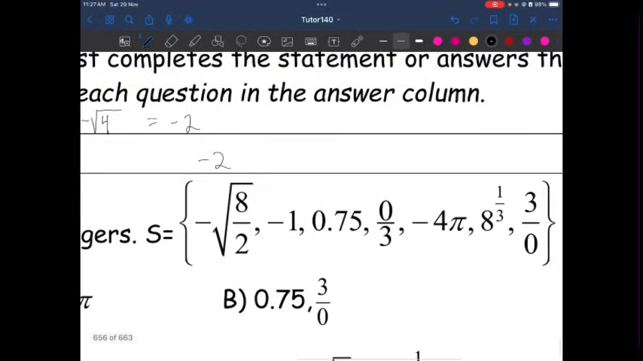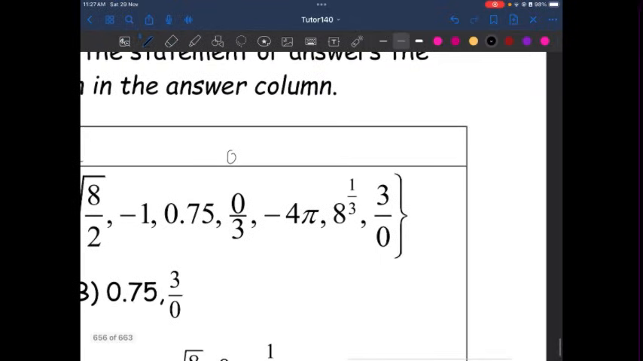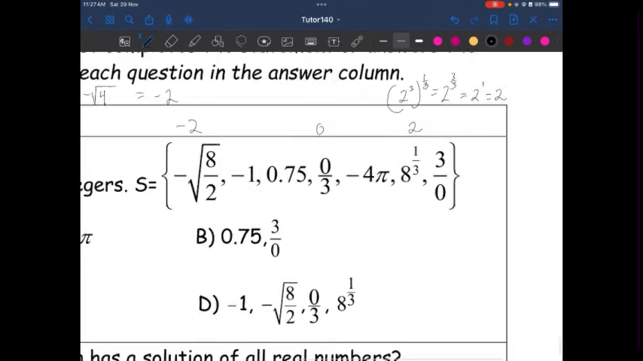0 over 3 is just 0. Then 8 to the power of 1 over 3. 8 is just 2 cubed, so 2 cubed to the power of 1 over 3. That'll just be 2 to the power of 3 over 3 when you multiply the exponents. So it'll just be 2 to the power 1, which is just 2. So our integers would be negative 2, 0 over 3, and then 8 to the power 1 over 3. So our answer is D.